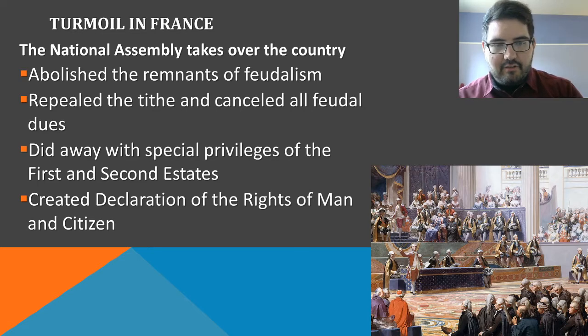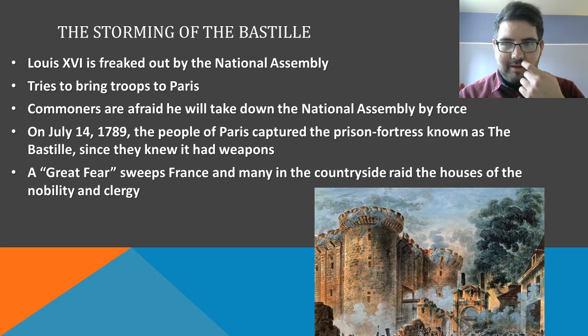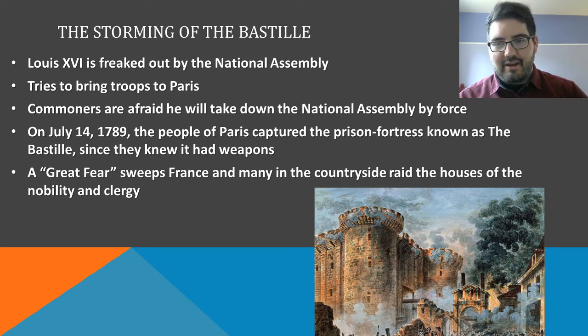And the king is not too pleased about this kind of uprising that has taken place. So he's freaked out by the National Assembly and what they've started to enact among the populace. And so he tries to bring troops to Paris to ease this revolution before it gets too crazy. However, by bringing the troops, he actually kind of makes this happen in the first place. The commoners are afraid that he'll take down the National Assembly by force.